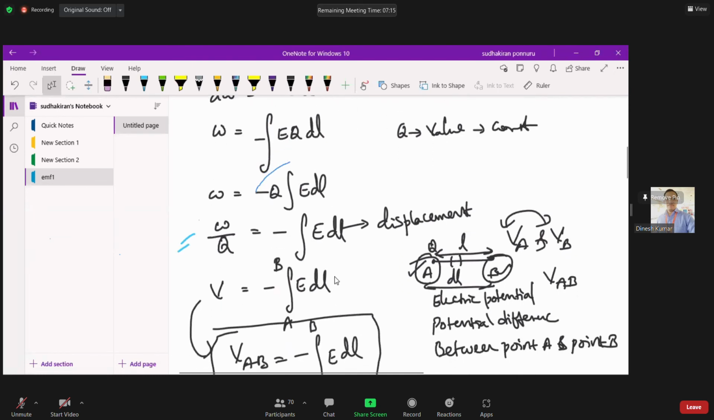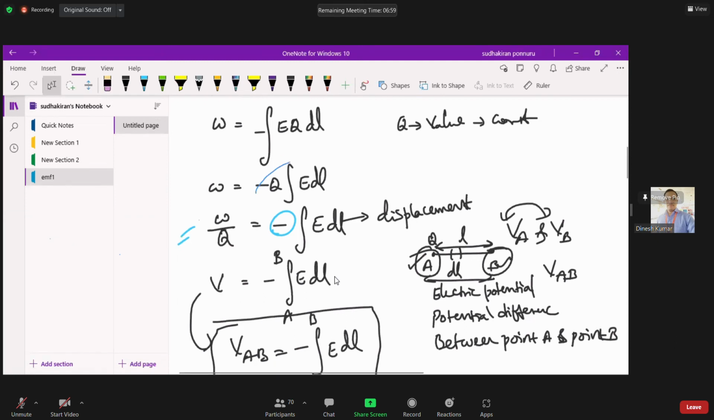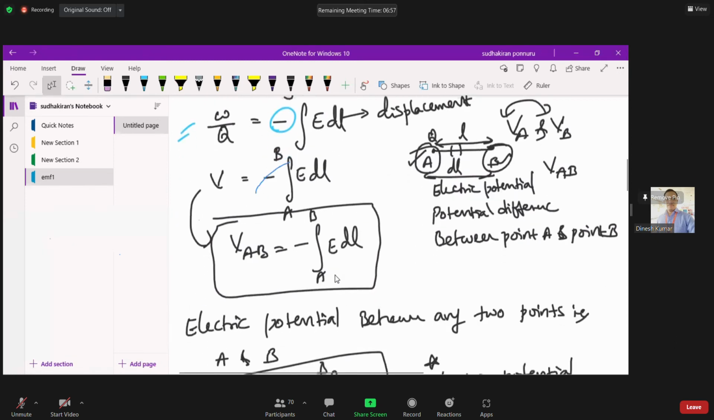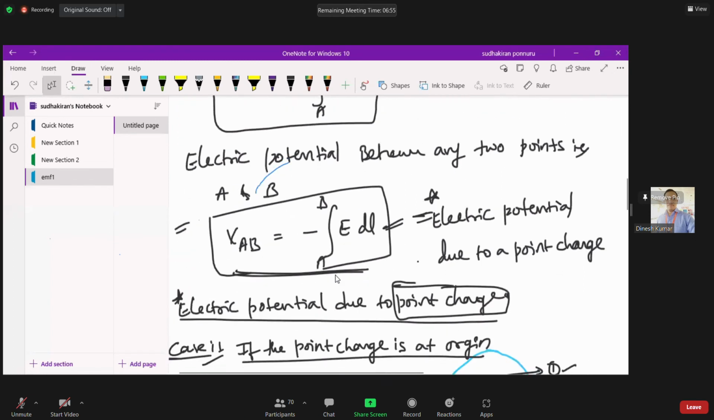So W by Q is equal to integral E dot dl, which is equal to V, is equal to minus. I have already given the reason for the minus. Minus is because of what? If you are going to do some work, you are going to lose some energy, and that loss of energy we indicate with a negative sign. And finally, we have this expression: VAB is equal to minus integral A to B E dot dl.